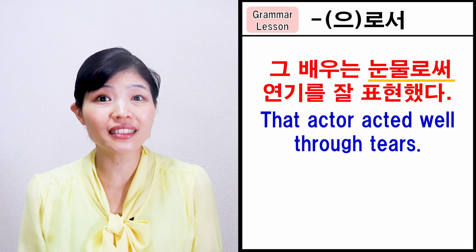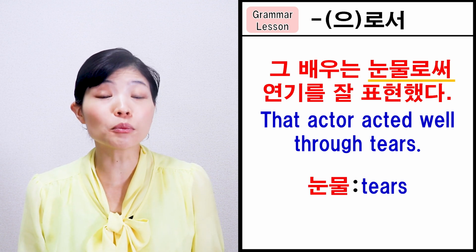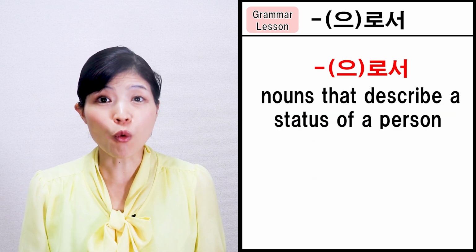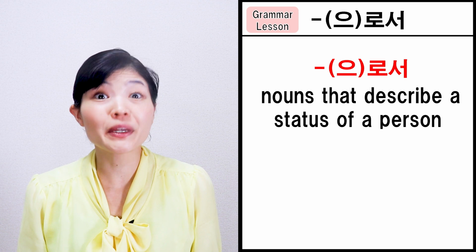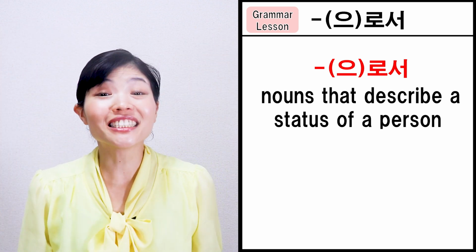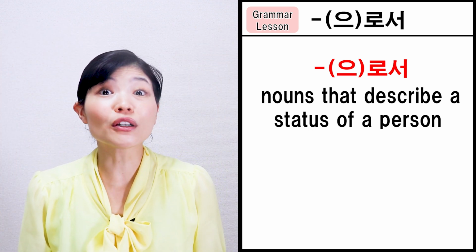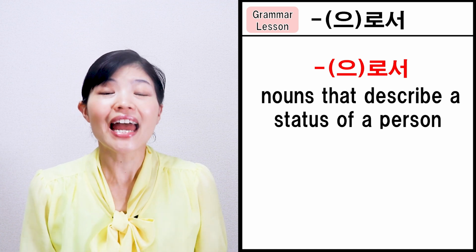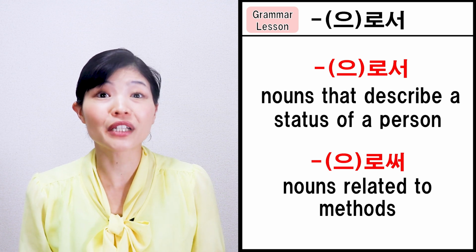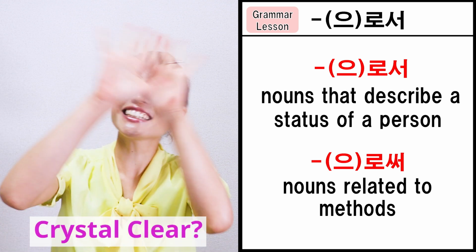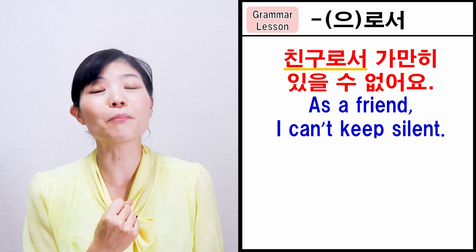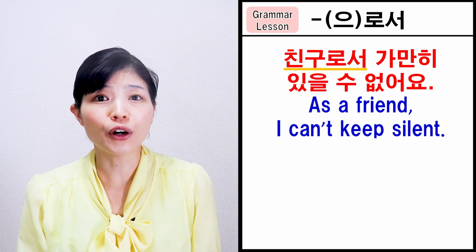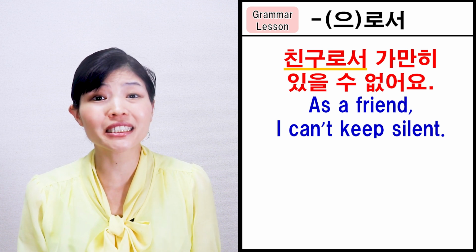Like the sample sentence, since the subject is 눈물, tears, which is not a person, you add 로써. Therefore, the use of the grammatical rule will become clearer once you remember to use 으로서 for nouns that describe a status of a person and 으로써 for nouns related to methods. Crystal clear? Now, let's read a sample sentence. 친구로서 가만히 있을 수 없어요. As a friend, I can't keep silent.